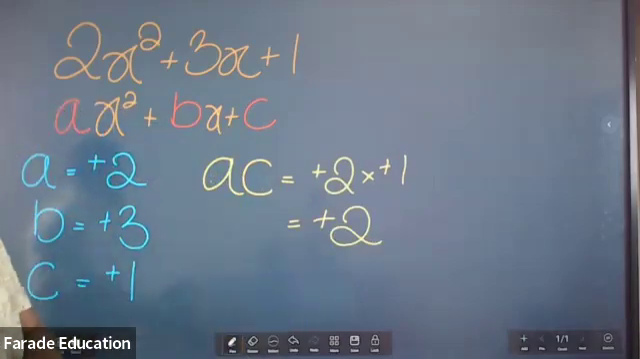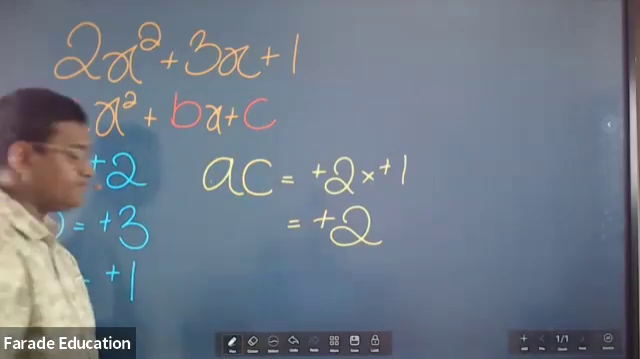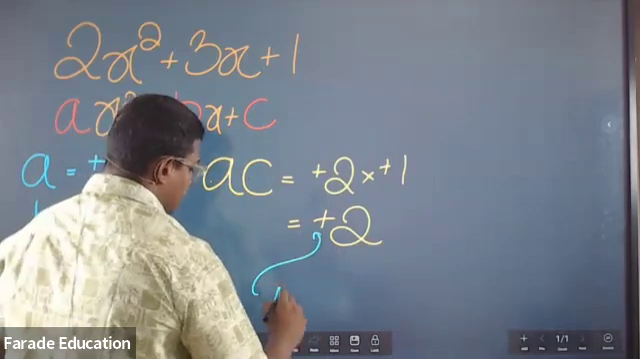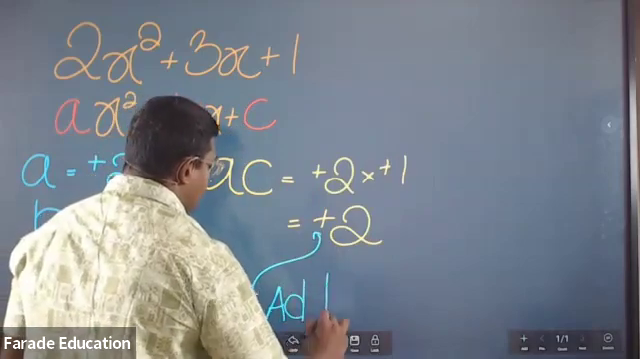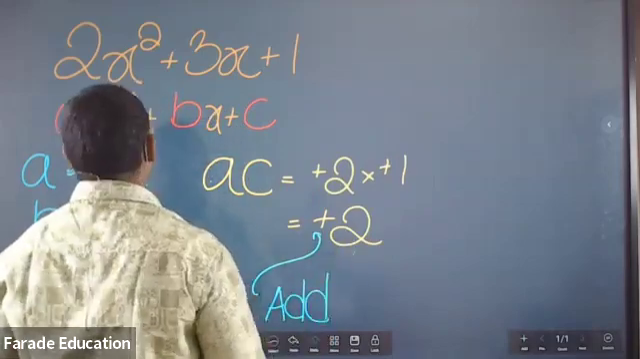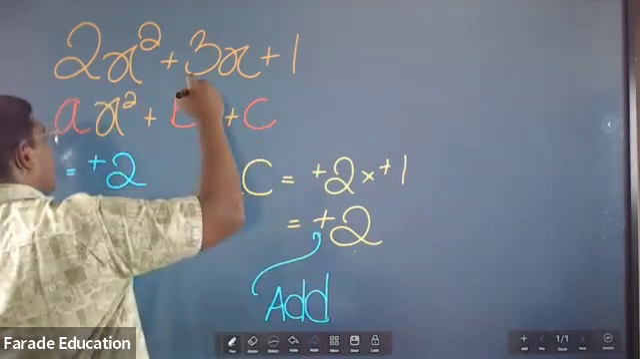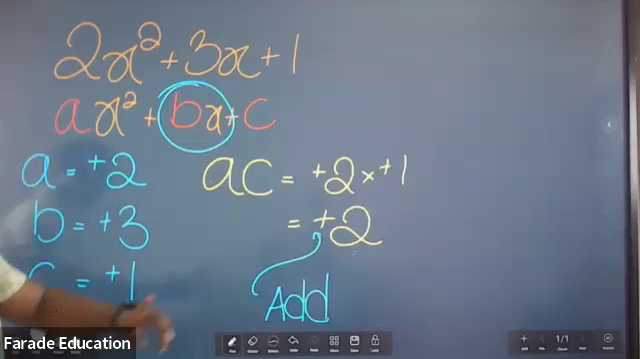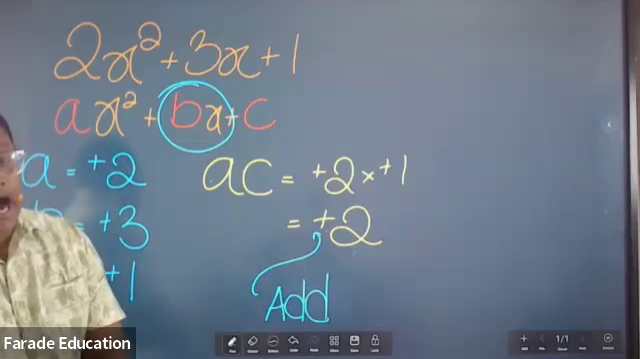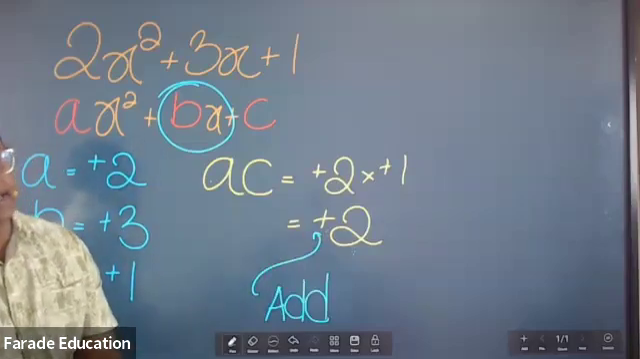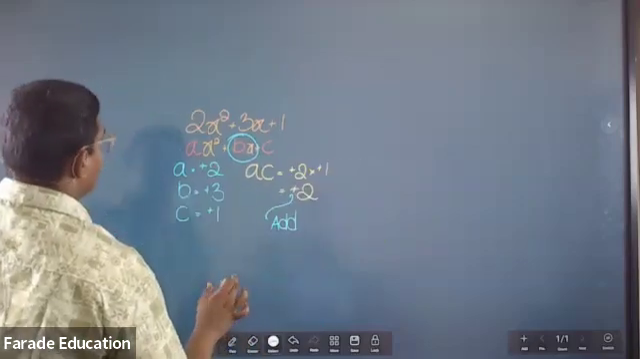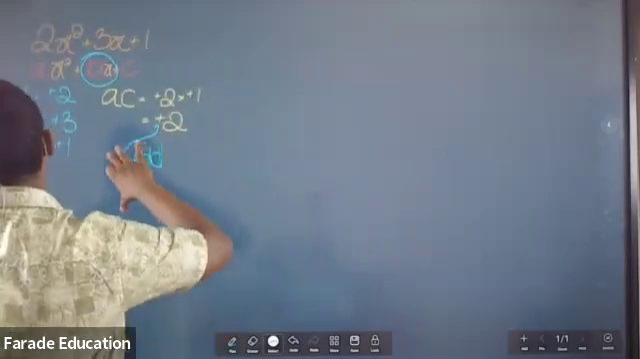Clear? A and c multiplied together is plus 2. If I get a plus here, that means I need to add 2 factors of 3 to get the value of b. If I get a minus here, I need to subtract 2 factors to get the value of b. So now you will understand it better when I do the next step.